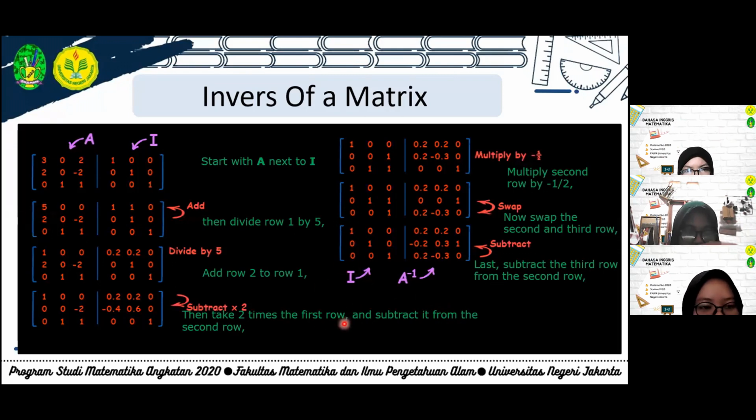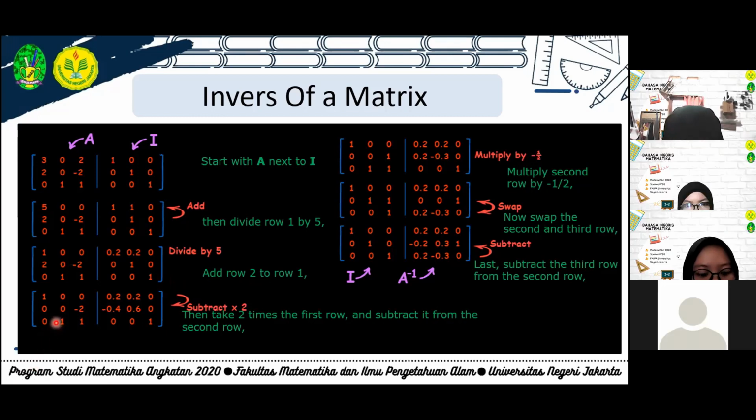Okay, so after we start with A next to I, then we divide row 1 by 5, and then we add row 2 to row 1, and then we take 2 times the first row and subtract it from the second row. After that, we multiply the second row by minus a half, and now we swap the second and third row. And for the last, subtract the third row from the second row.